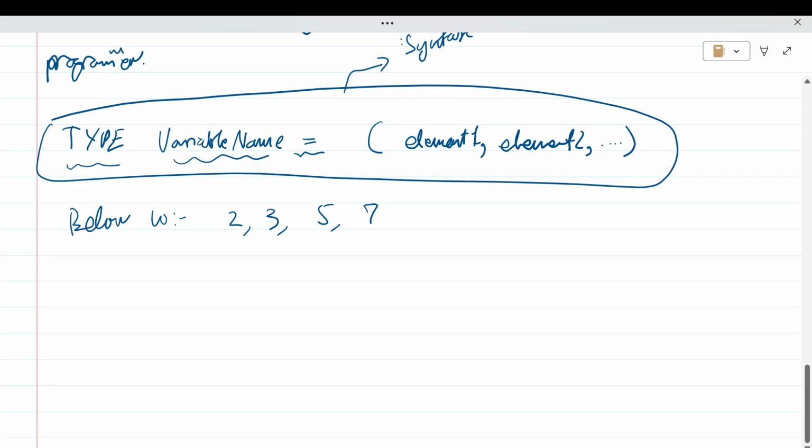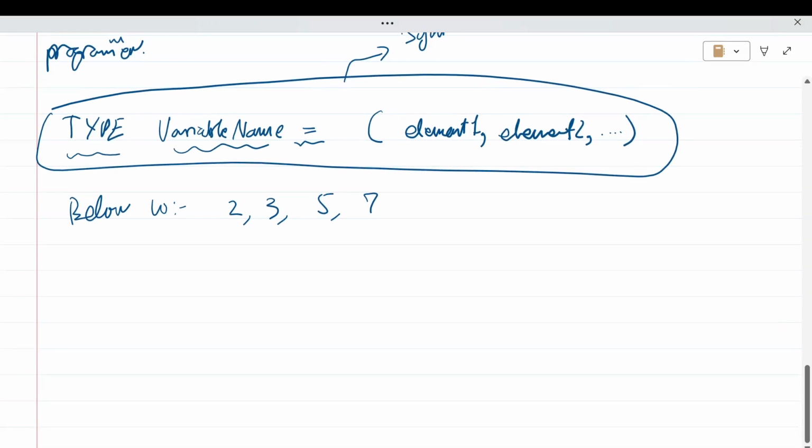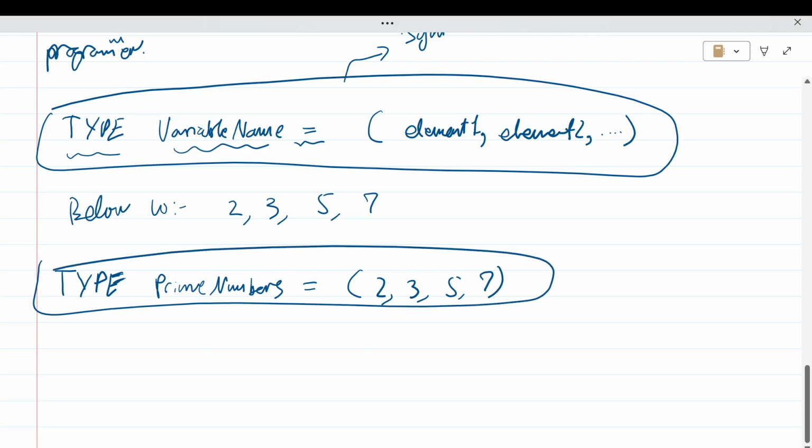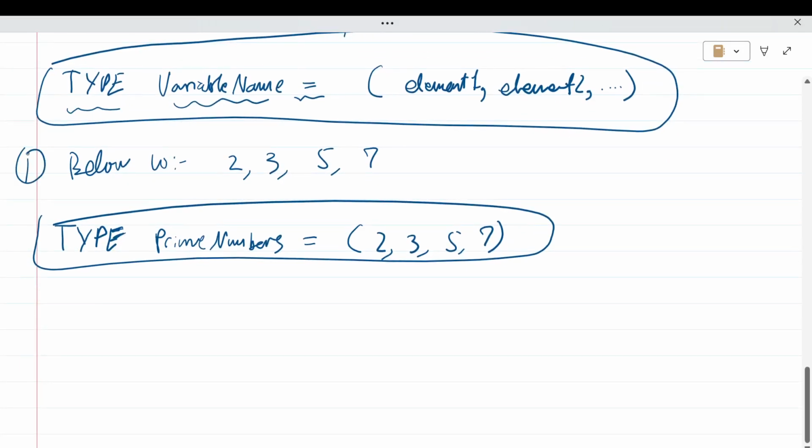How would you write it? You would say TYPE, and then the variable name. You can name it anything you want, but it should be meaningful, obviously. You're not going to write names of months to store the prime numbers. Obviously, you're going to write PrimeNumbers, and then starting the brackets, that would be 2, 3, 5, 7. That is your enumerated data type. Congratulations, you just made your first data type, right?